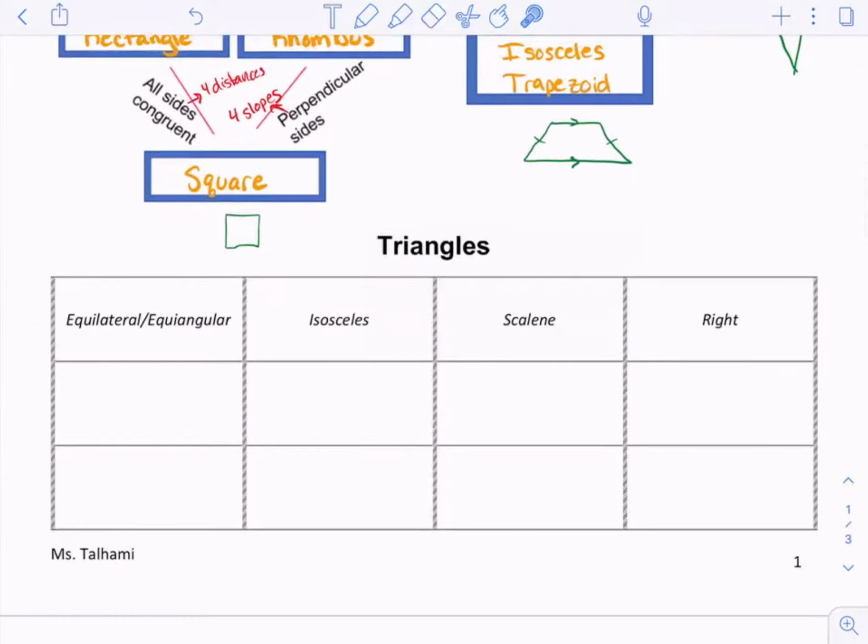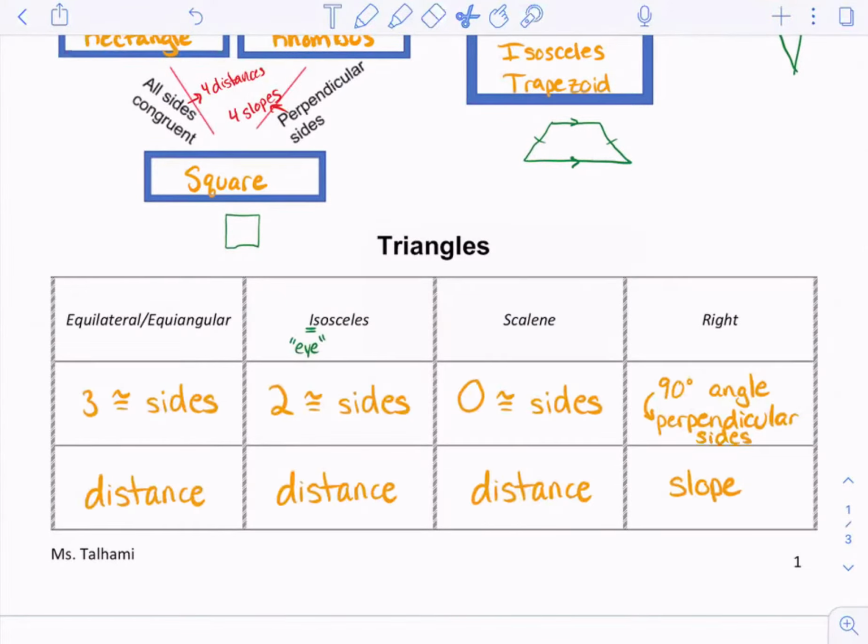And then let's discuss triangles. With triangles, you need to really pay attention to the type that they're asking you to solve or prove. If I have an equilateral or equiangular triangle, that means three sides are congruent, so I need to do three distances. Isosceles, I always have this saying that it sounds like how many eyes are on your face, and you have two eyes. So isosceles means two sides congruent, so I'm still going to do distances to prove that. Scalene is zero sides congruent, so I'm still going to do distance to prove that.